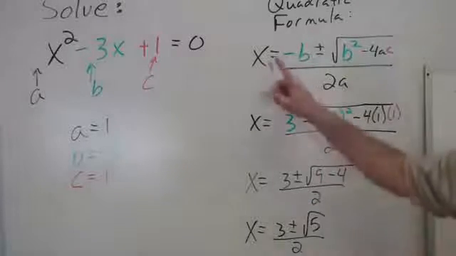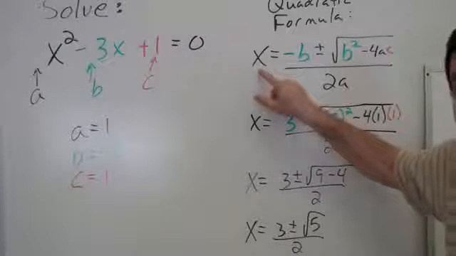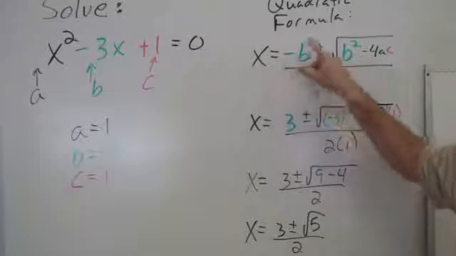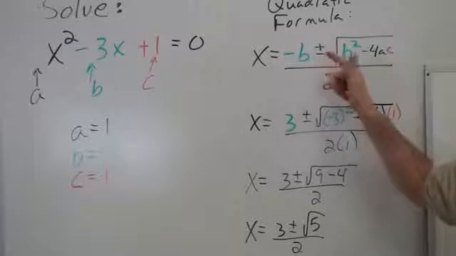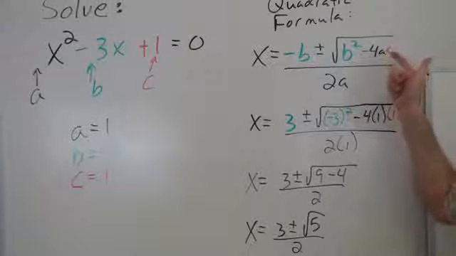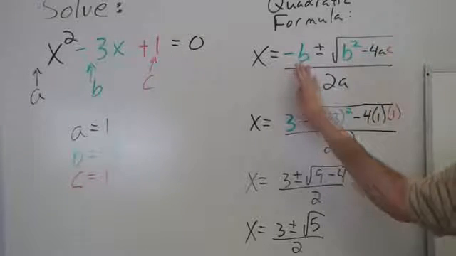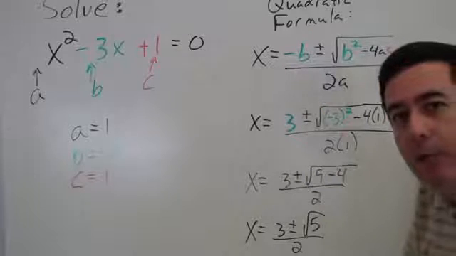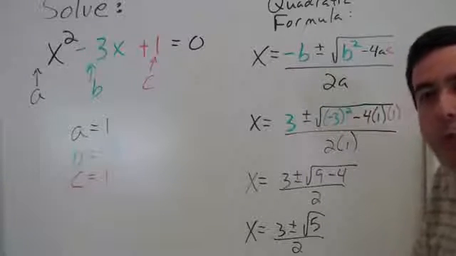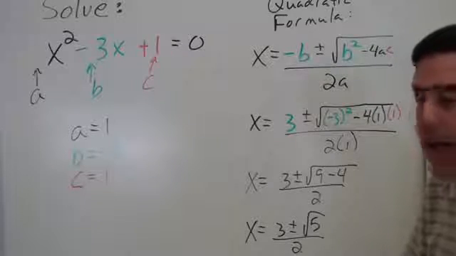The quadratic formula says that we can get the solutions for x by doing the opposite of b plus or minus the square root of b squared minus 4 times a times c, all of that over 2a. Now that may seem a bit overwhelming when you first hear it, but once you identify what each of the letters will be, it's really not so bad.